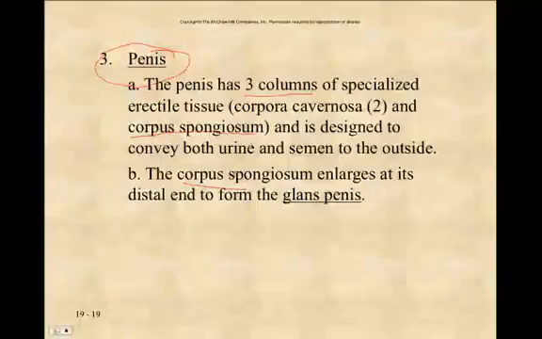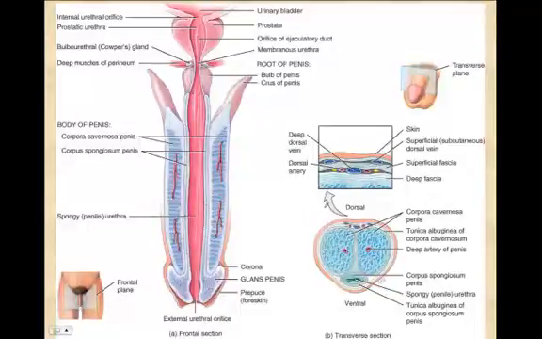The corpus spongiosum, you're going to see, enlarges at the very distal end to form what's called the glans penis. So at the very tip of the penis, it will form the glans penis. Let me show you this here. Here you can see again, we have the corpus spongiosum, which is right here. Again, it looks like there's two, but there's only one. There's only one layer that completely surrounds the urethra there.